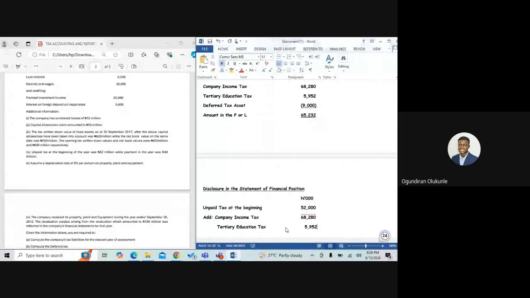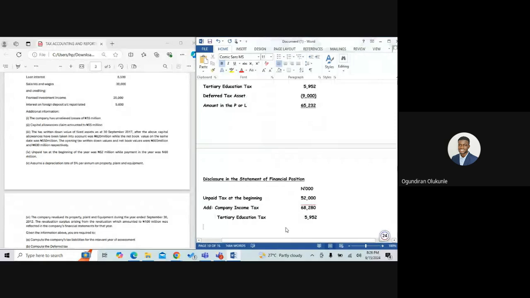59952. Then the next you want to check is, did they make any tax payments during the year? So you less tax paid during the year. So what's the tax paid during the year? Also note 4. They said the payment was how much? 60 million, right? The next you want to check is, was there any withholding tax credit during the year? Withholding tax credits.